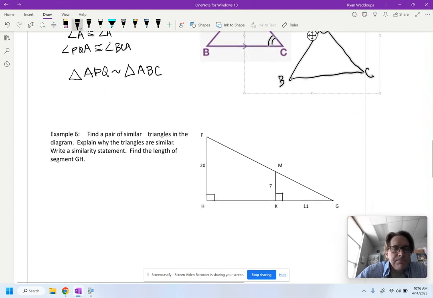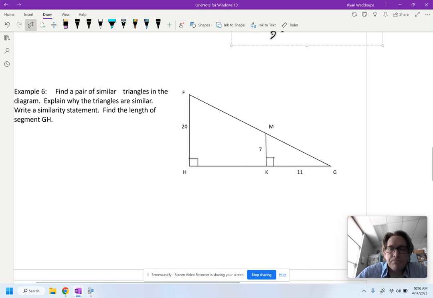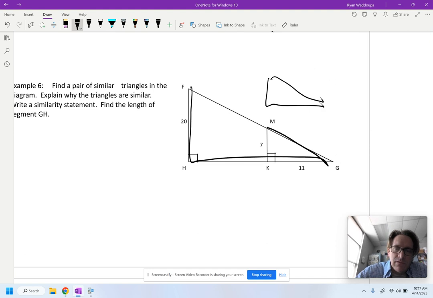All right, in example 6, it says find a pair of similar triangles in the diagram. Explain why the triangles are similar. Write a similarity statement. Now, once again, we've got the small triangle here, and we've got the large triangle there. And so those are the two triangles we're dealing with. We know that they have two angles that are equal right here with the right angles.